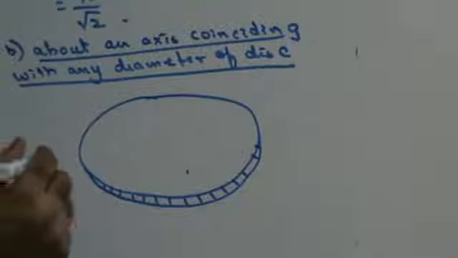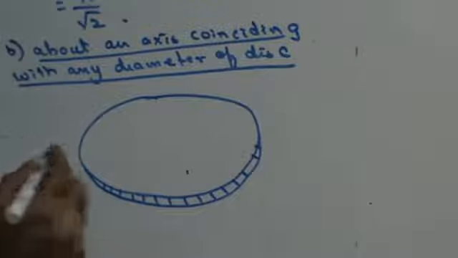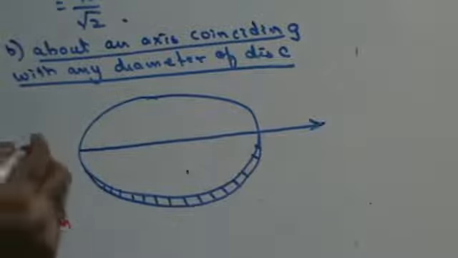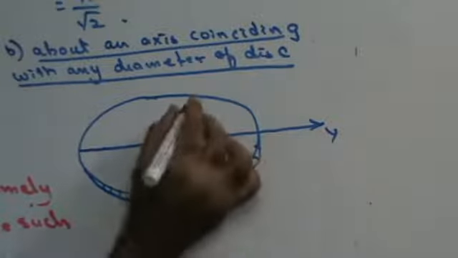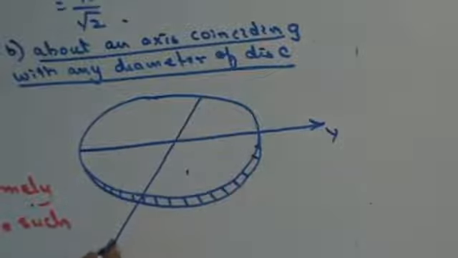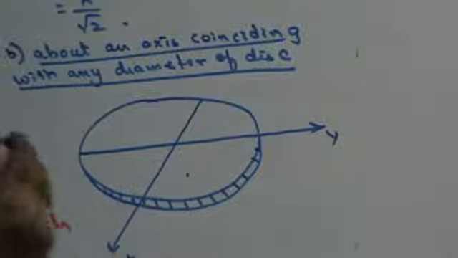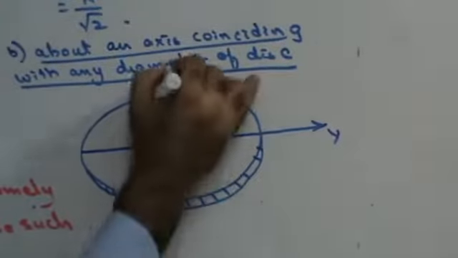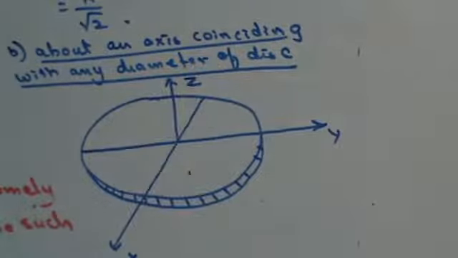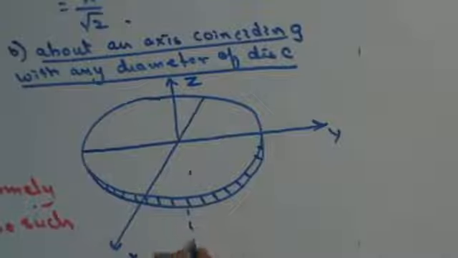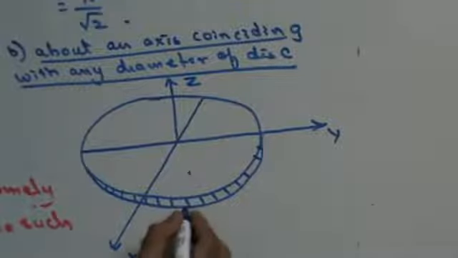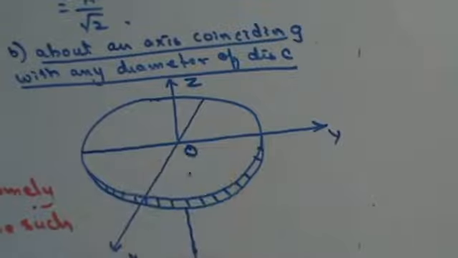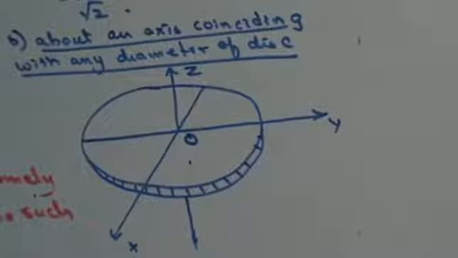Let's assume that you have x, y and z axes. Let's consider this to be my y axis. This is my x-axis, and I have the z-axis that is going to be perpendicular to these. So this is going to be my z-axis, which is going to pass through the center O. So you have the x-axis, y-axis, and z-axis.